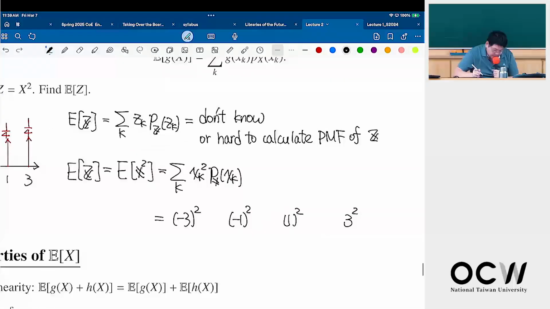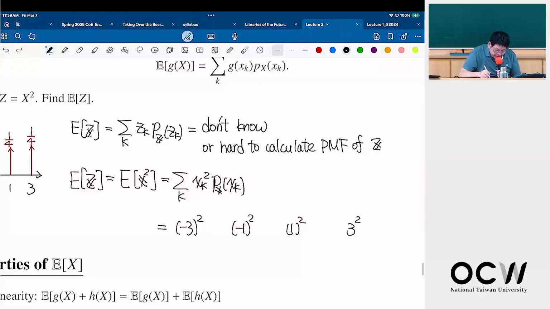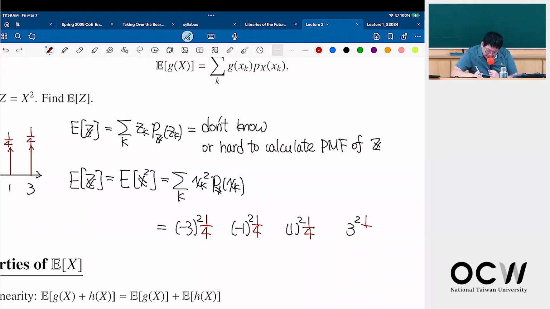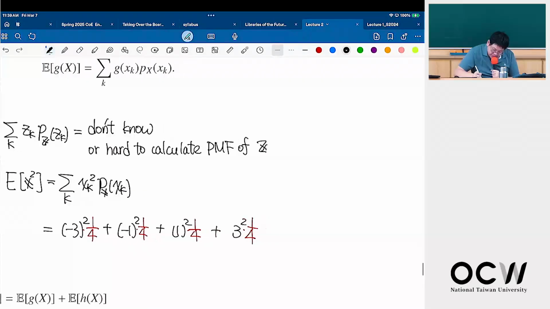So their corresponding weightings: for -3, the PMF is 1/4. And also for -1, it is still 1/4. For 1, also 1/4. And for 3, it is also 1/4. So then I just sum those together, and you get 5.